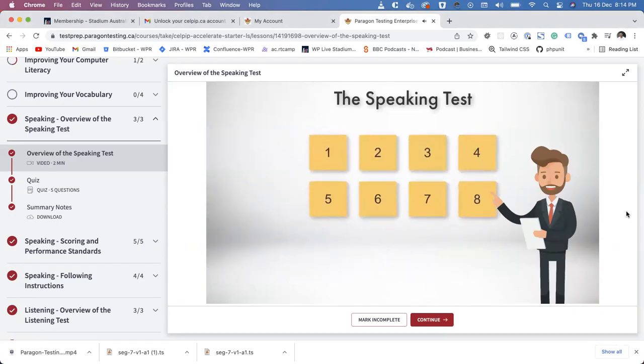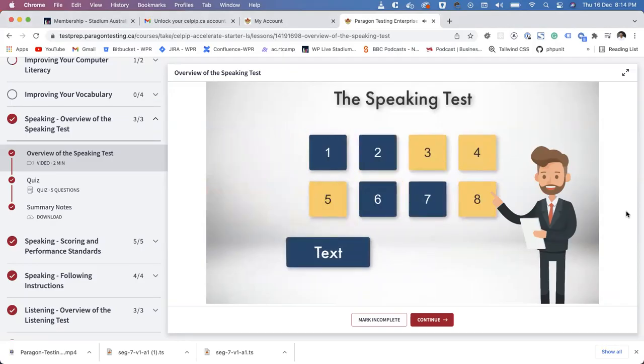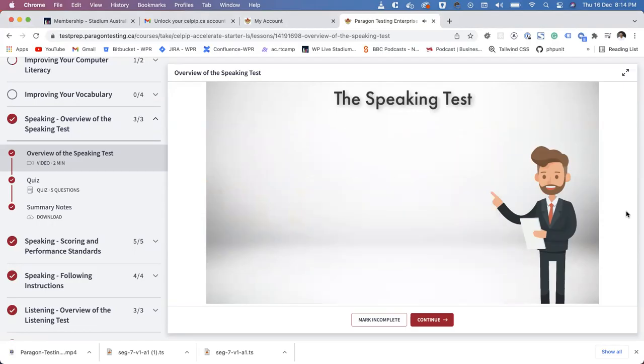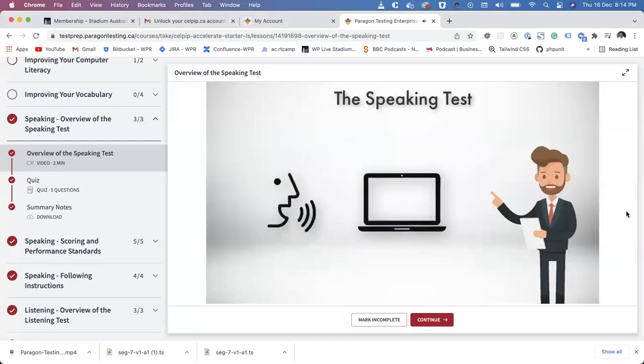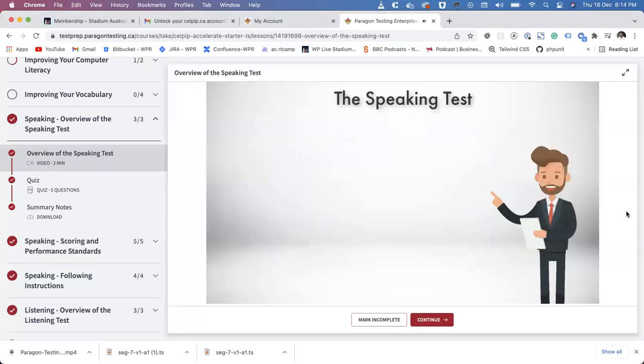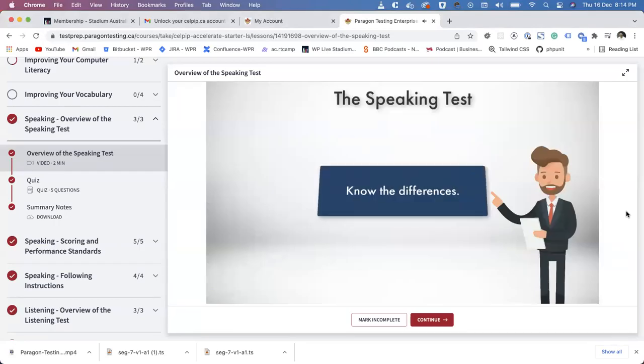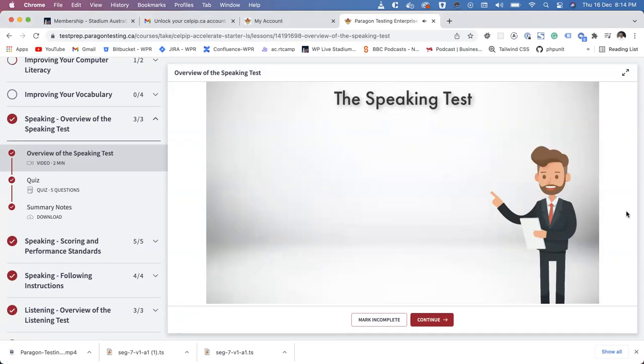Something else to consider is that 4 of the rated speaking tasks only include text. The other 4 include text and images. A number of the speaking tasks also require you to speak directly to the computer, as though it were another person. Each task requires a slightly different approach, so the bottom line is that it's good to know some of these differences beforehand. This was just a quick overview of the speaking test.